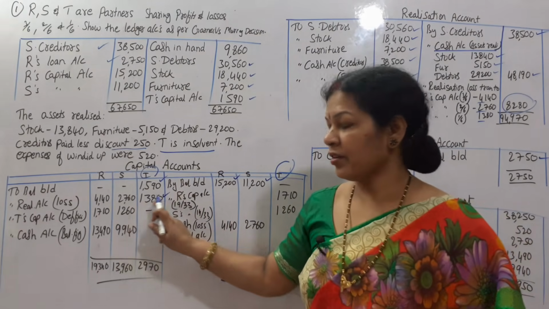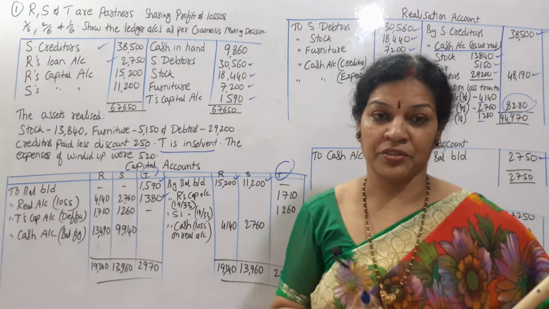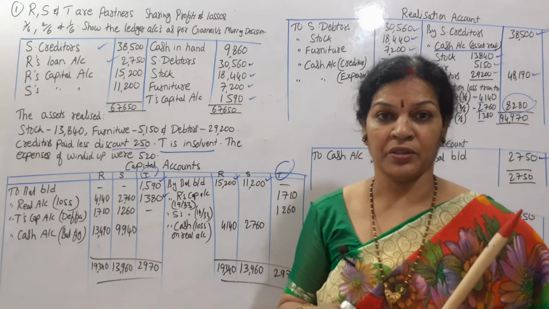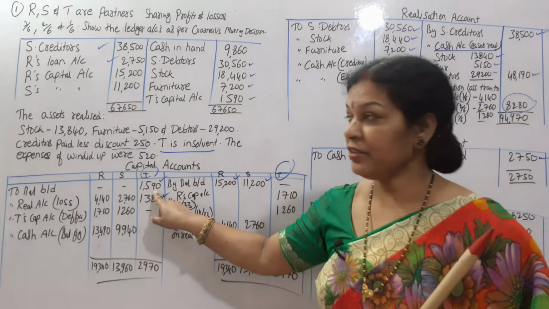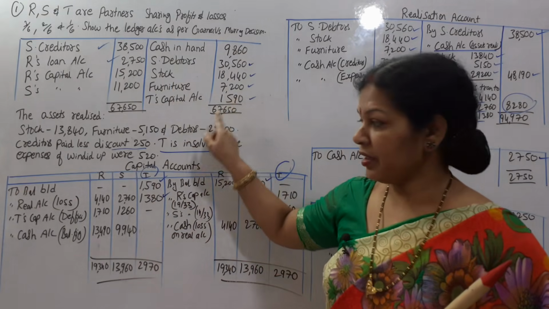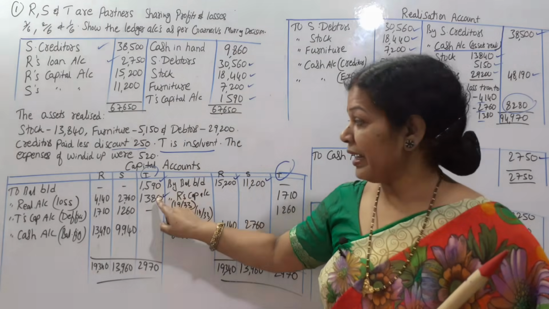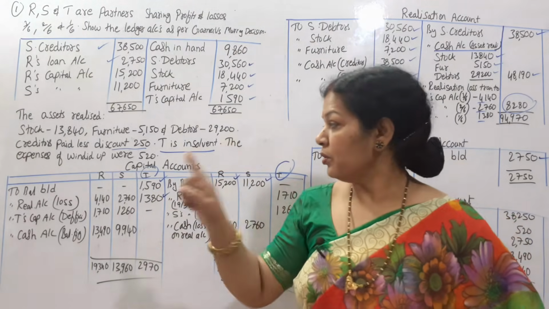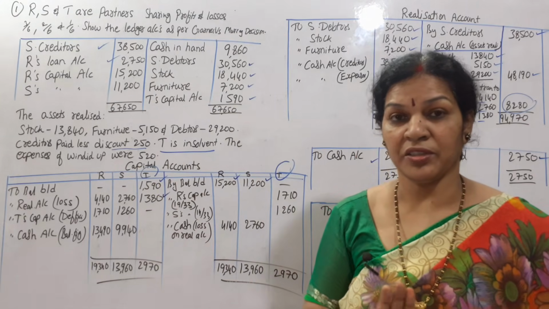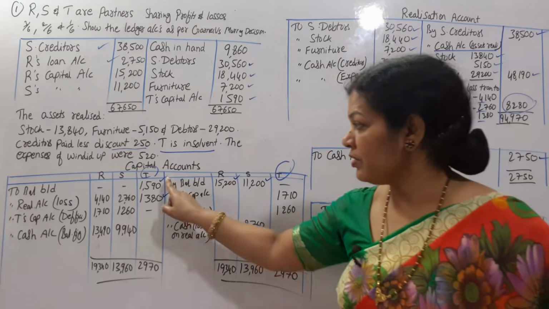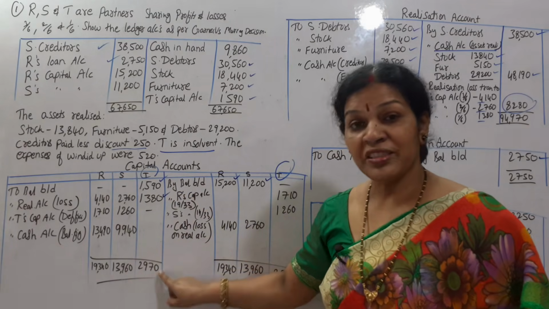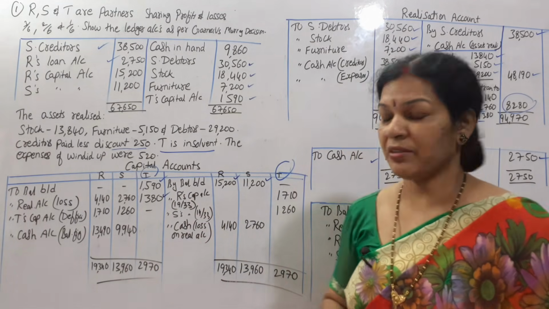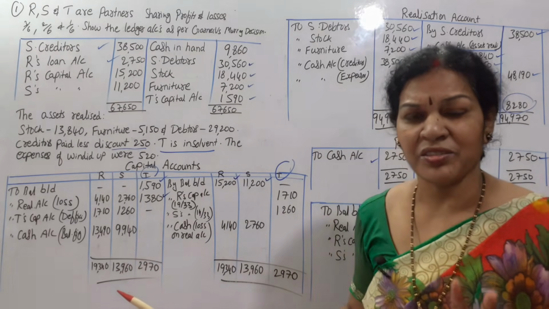Okay, T's loss. Nothing to write because he is insolvent. We have written his balance from asset side to debit side and his loss, credit to debit, his loss. That's it. Nothing to write. Now his total, if you see, 2970 we are getting. 2970 is the total. It is loss.